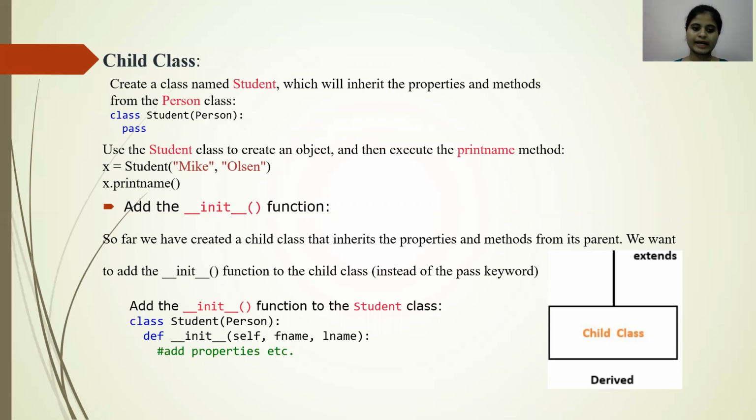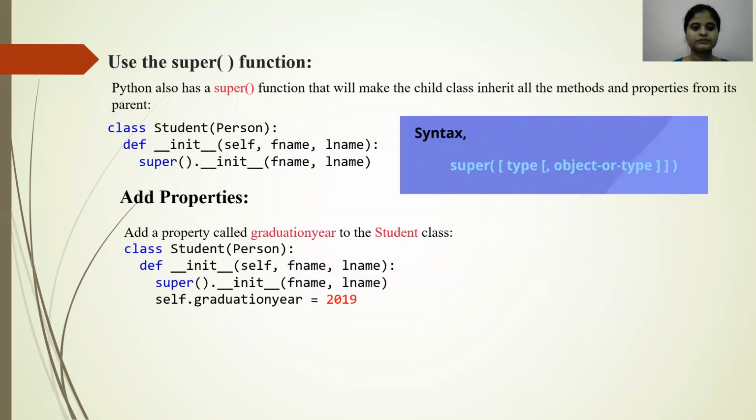Now, we want to add the init function to the child class instead of the pass keyword. Let's add the init function to the class Student and then add properties. Then let's use the super function. Python also has a super function that will make the child class inherit all the methods and properties from its parent. Then let's add the properties.